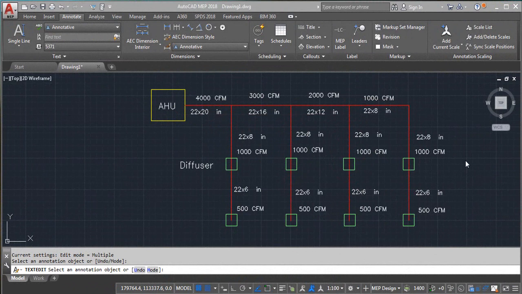Now we made duct sizing for the project with McQuay DuctSizer. It's an easy and simple software.